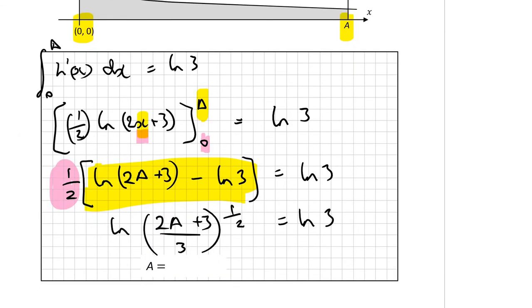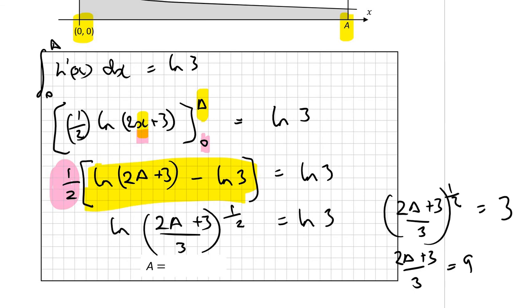Okay, now what I'm going to do is shift it to the side. But you've got one natural log equal to another natural log, so therefore 2a plus 3 over 3 to the power of 1/2 is equal to 3. If I square both sides there, 2a plus 3 over 3 is equal to 9. Multiply both sides by 3. 2a plus 3 is equal to 27. 2a is equal to 24. a is equal to 12. And that is that.